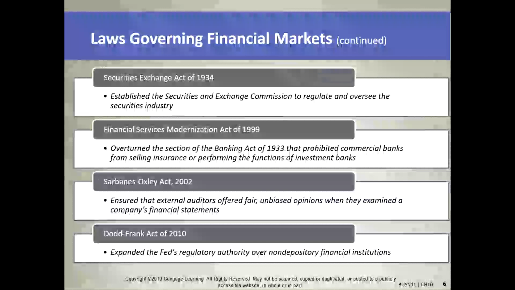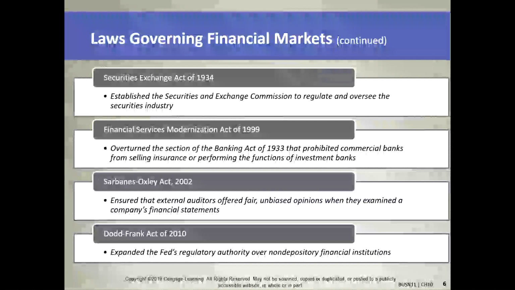Moving on to the Financial Services Modernization Act of 1999. This overturned the section of the Banking Act of 1933 that prohibited commercial banks from selling insurance. It did not, however, overturn the creation of the FDIC. So after the Financial Services Modernization Act, we still had our deposits insured by the FDIC, but banks were allowed to take on more risky ventures.